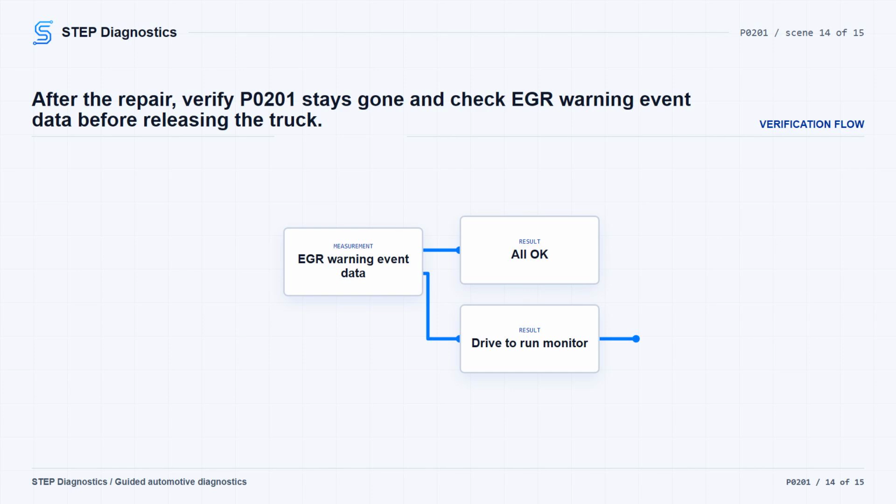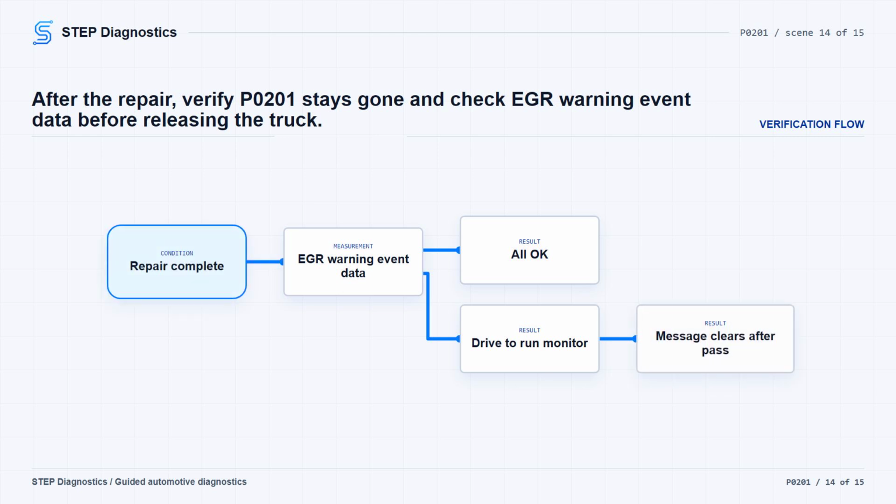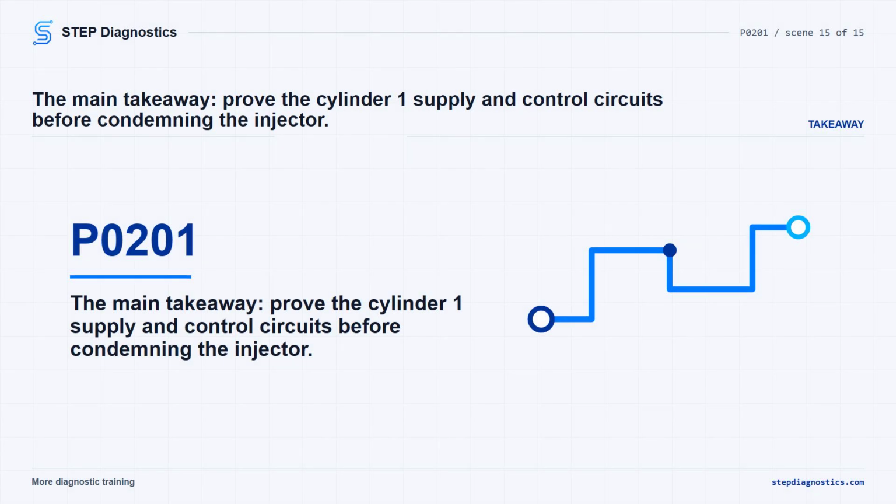After the repair is complete, verify the repair and confirm the code stays gone. Also check the scan tool event data under the exhaust gas recirculation system malfunction warning event data. Those parameters should display no. If any parameter displays yes, operate the vehicle within the monitor gates for the DTC identified by that event data. A driver message or speed limitation may not clear until the DTC that caused it runs and passes, so driving may be required.